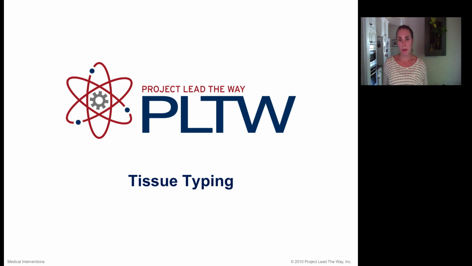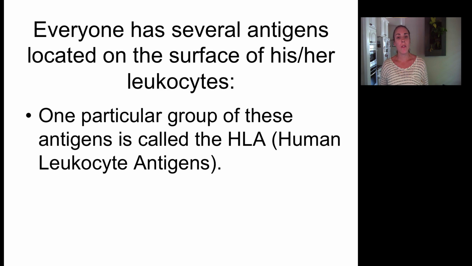Hi, so today we're going to talk about tissue typing. So everyone has several antigens located on the surface of his or her leukocytes. Remember, a leukocyte is a type of white blood cell, and the antigen is the protein on the surface of the white blood cell.